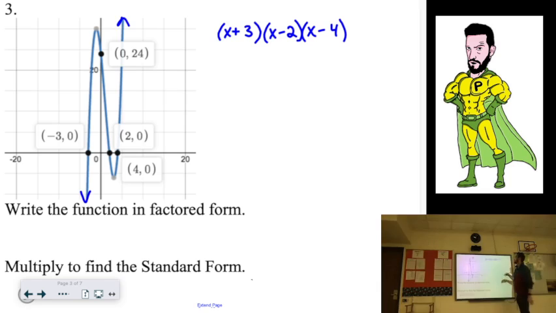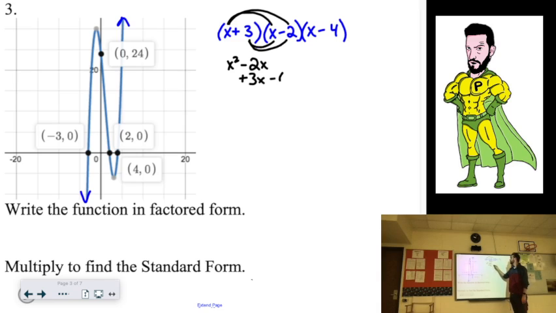So let's FOIL out these first two parentheses. X times x, x squared. X times negative 2, negative 2x. 3 times x, 3x. And 3 times negative 2 is negative 6. So combining the x's, that would give us positive 1x. So we have x squared plus x minus 6.